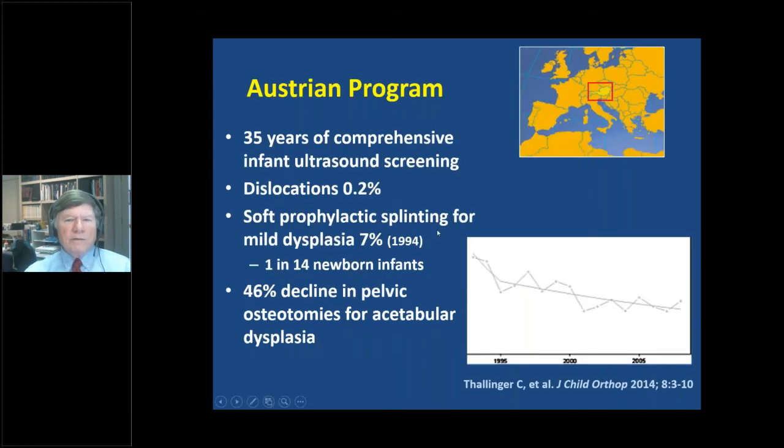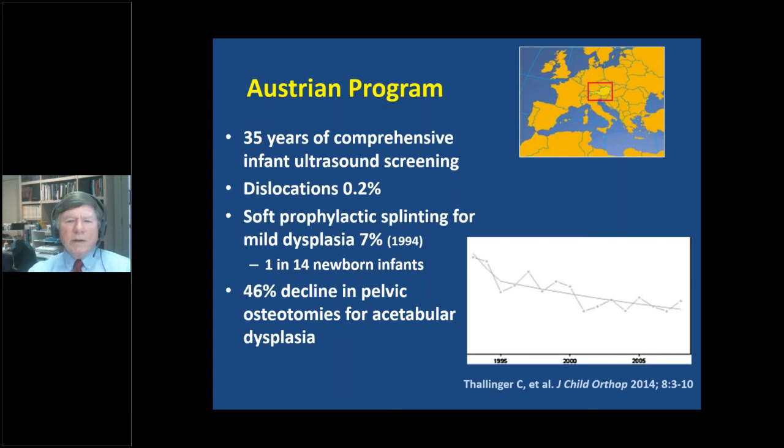Now, Germany and Austria have taken a different approach. They've done this comprehensive screening, and they found dislocations in 0.2%, but they don't call it treatment. They've done prophylactic splinting for mild dysplasia. 7%, 1 in 14 newborn infants gets kind of a padded diaper and gentle spreading. So it's called prophylactic treatment. It's not called treatment. It's prophylactic splinting for the mild dysplasia.